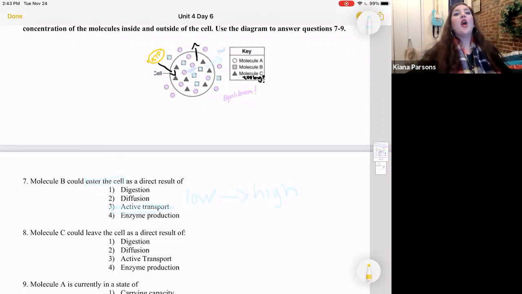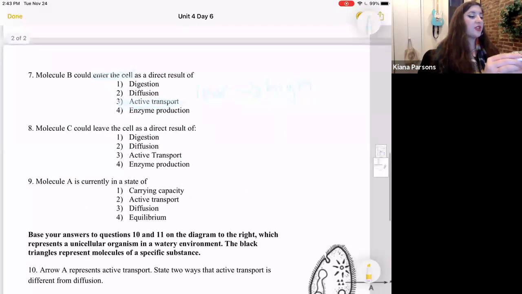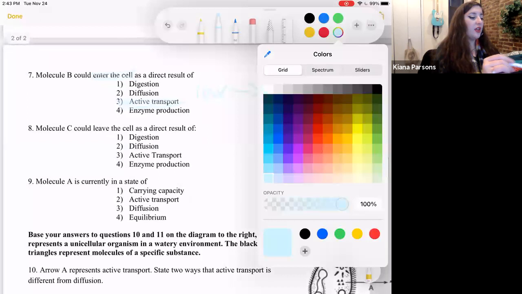Okay, number 8, molecule C could leave the cell as a direct result of. So molecule C, we see that there is a higher concentration inside of the cell, right? We drew that arrow. There's several molecule C inside the cell, but none outside. So molecule C could leave the cell as a direct result of diffusion.